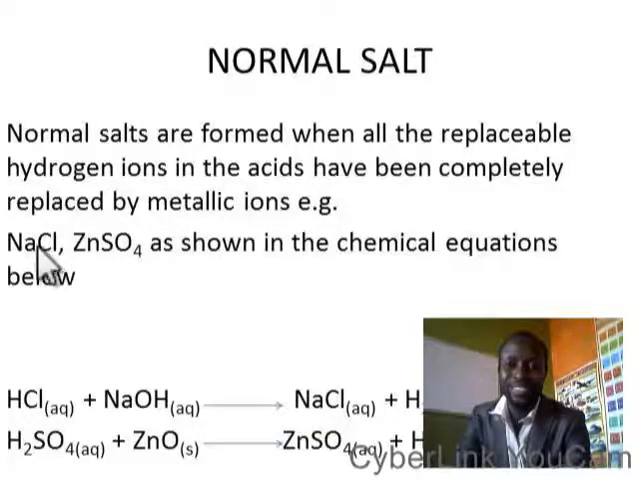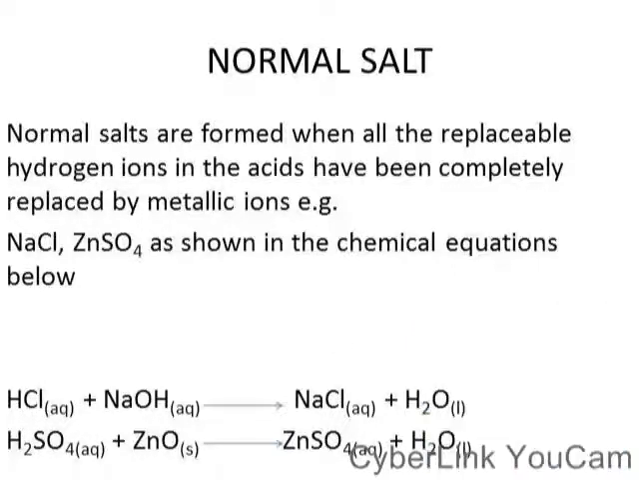For instance, NaCl is a normal salt, ZnSO4 is a normal salt. Look at it. This is an acid. This hydrogen is what makes it an acid. Because the hydrogen makes it an acid, you can now see that here all the hydrogen are gone. We are having a metal here. So this makes it a normal salt.